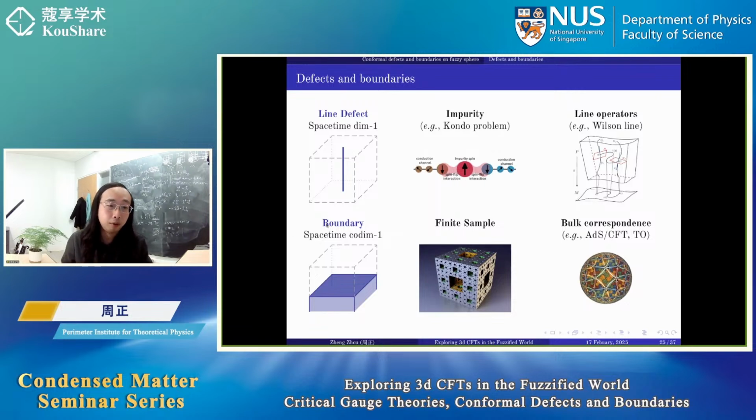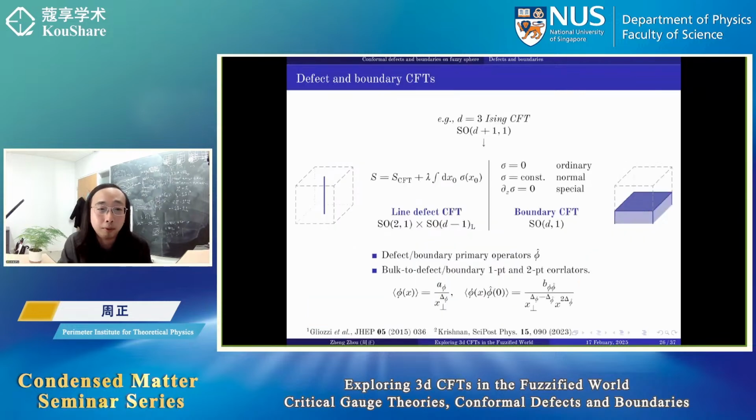On the other hand, boundaries are space-time codimension 1 objects. They are everywhere in experiments and in daily life, as our samples are finite. They can also tell you very non-trivial things about the bulk, for example, the famous AdS/CFT correspondence. More specifically, we now want to consider conformal defects and conformal boundaries. How do we obtain them? We start from the 3D Ising CFT with space-time dimension d+1, with conformal group SO(d+1,1).